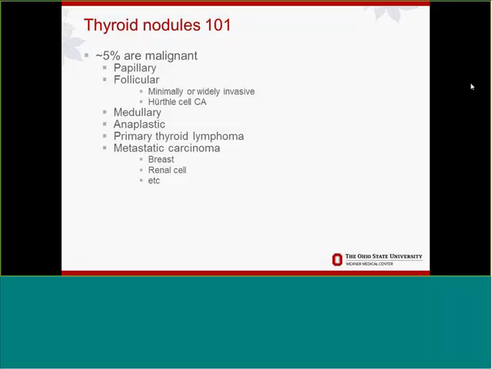But about 5% of the time you'll see a malignancy. Fortunately, 90% of the malignant lesions are papillary or follicular, which are fairly easily managed. The other 10% is medullary, anaplastic, or primary thyroid lymphoma, not as good a prognosis, a little more difficult to manage. And least common is a metastatic lesion to the thyroid. We do see this, but it's uncommon, typically with breast or renal cell carcinoma.